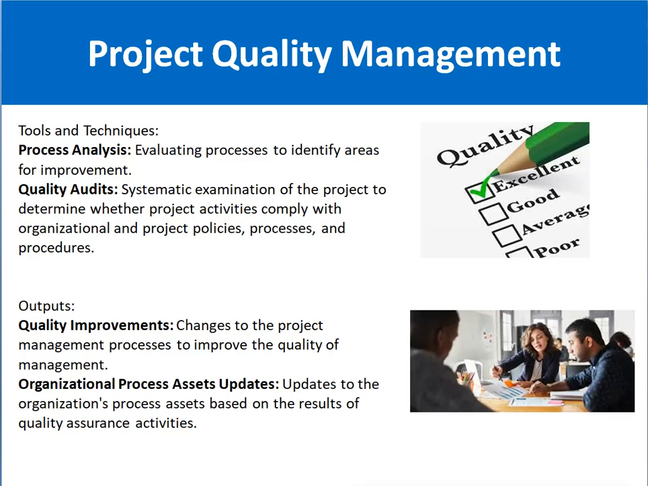The output of the quality assurance process is the quality improvements. That means changes to the project management processes to improve the quality of management. Then organizational process asset updates, that means the organization's process assets like documents, lessons learned, and documents related to quality can be updated in the output of this process.